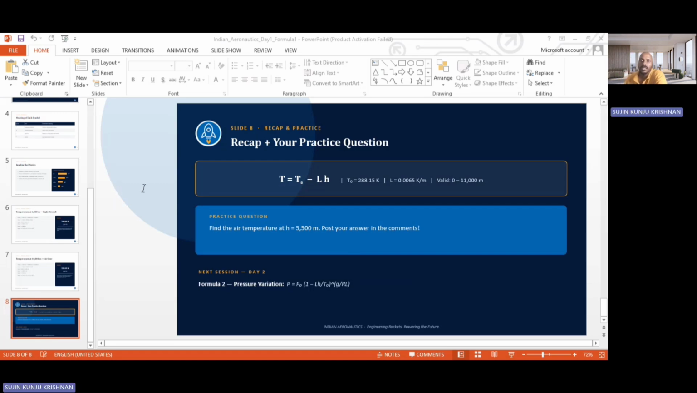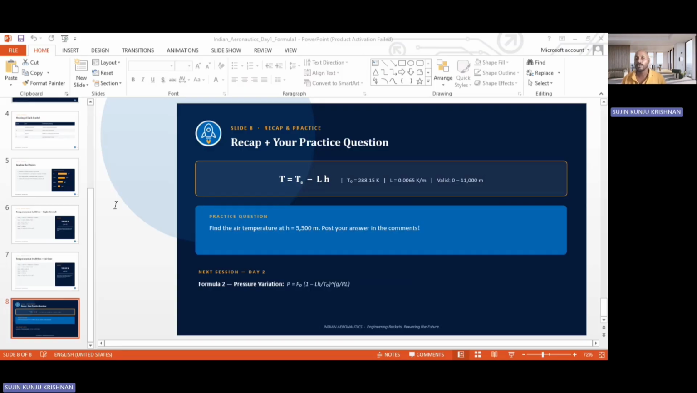Three quick mistakes to avoid. First, don't forget: L is per meter, not per kilometer. If your altitude is given in kilometers, convert to meters before you substitute.